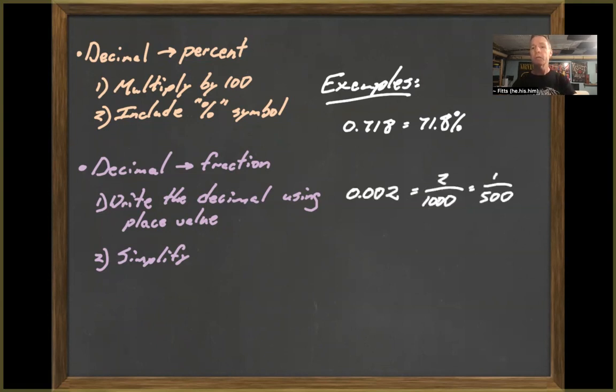0.002. So this is our tenths place. This is our hundredths place. This is our thousandths place. So I'm just going to write that as 2 over 1,000, and then I can simplify that. And again, I can plug both of these into my graphing calculator. It makes life a lot easier for me.